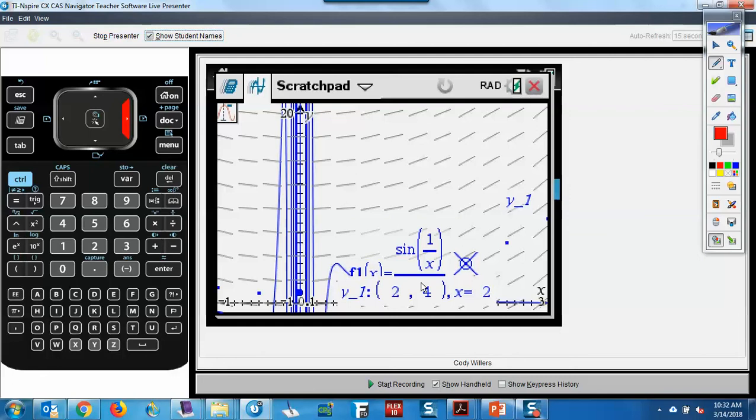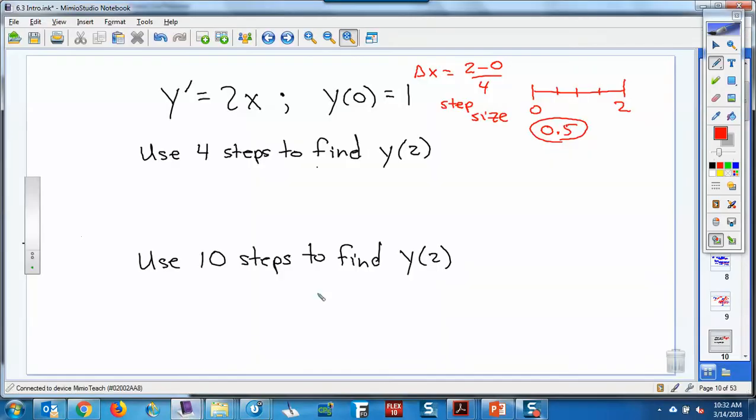So remember my directions here? 10 steps, that's an automatic use your calculator. So this is table: single digit steps, we have to write it out. 10 steps, double digits, automatic, you use your calculator.